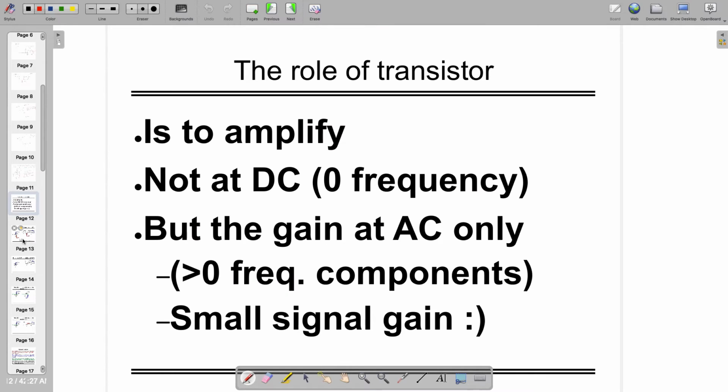Now, what is the next part? The next part is we want to amplify. We want to amplify not at DC. We don't want to get the amplification at DC. We want something at frequency, right? And gain, and that's why we are going to call it AC gain or the small signal gain. Small signal AC gain.